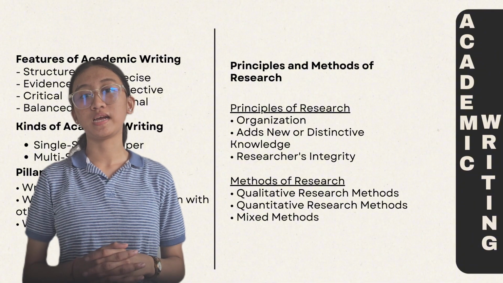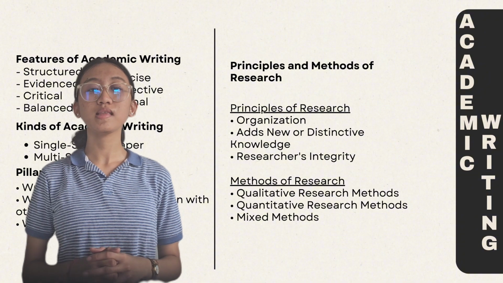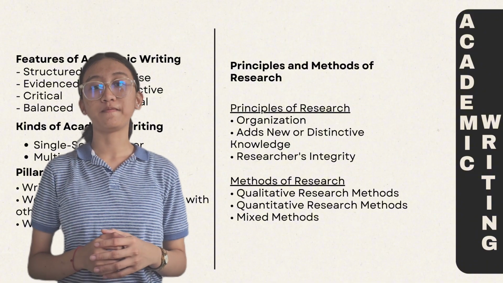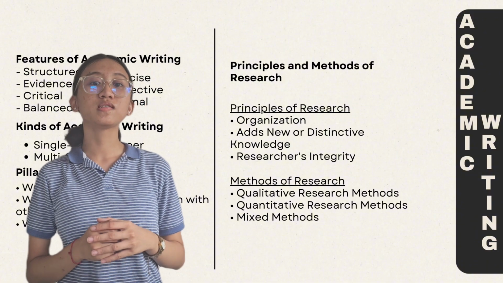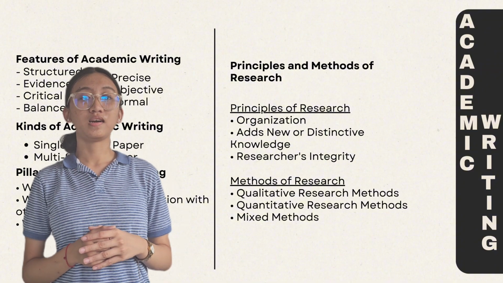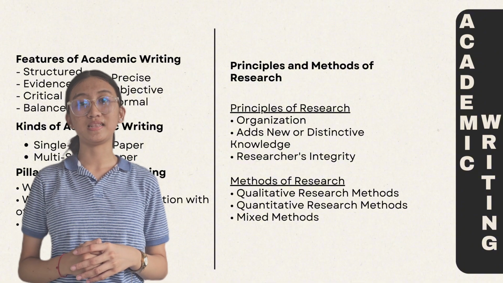Research must follow a clear, systematic process so ideas flow smoothly. Second is adding new knowledge. Research should provide fresh insights or deeper understanding of a topic. And third is integrity. A researcher must be honest, accurate, and transparent to maintain credibility.